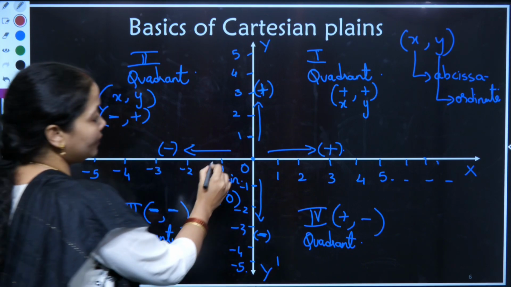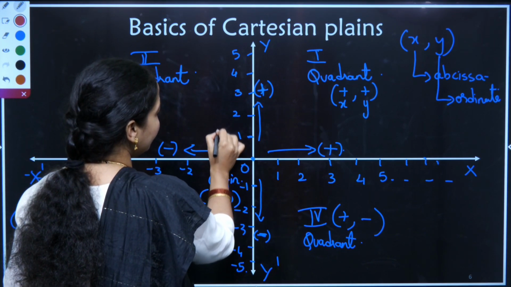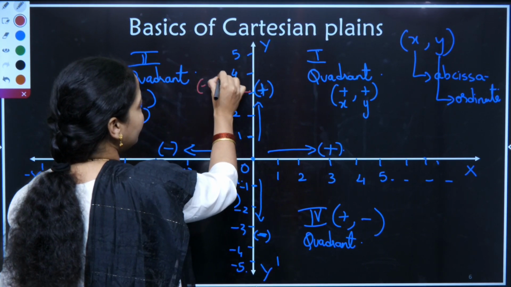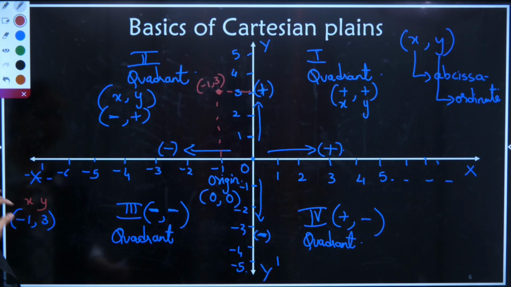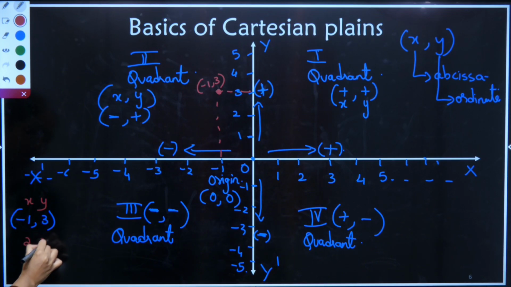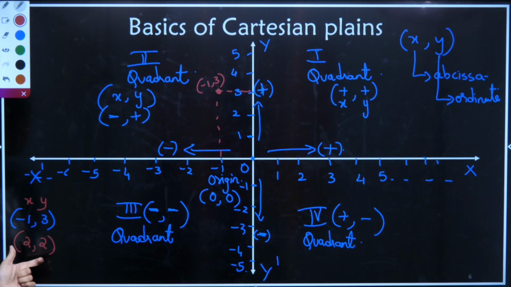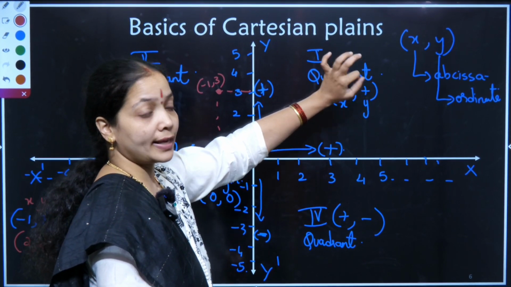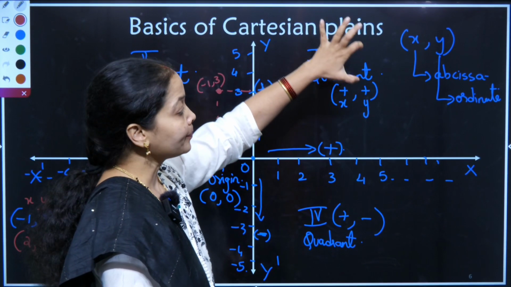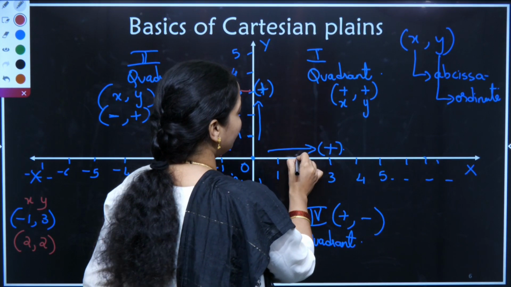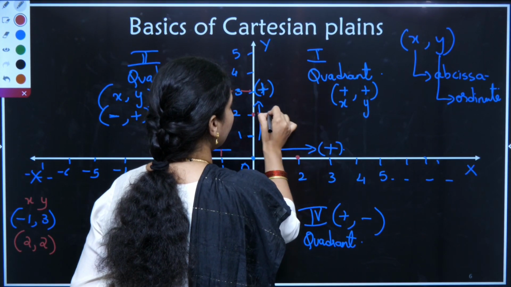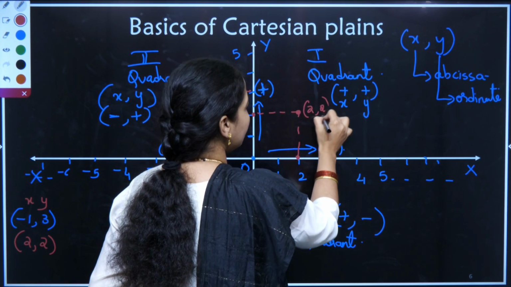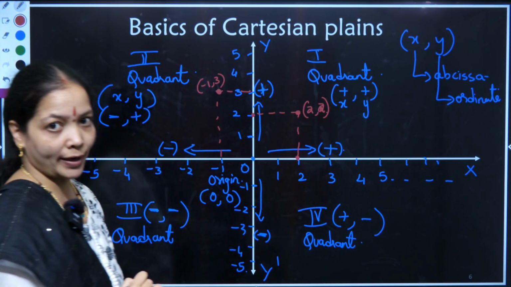So I'll go for negative 1 here and 3 here. The point of intersection will be negative 1, 3. In a similar manner, if I have to plot 2, 2, both coordinates are positive here. The quadrant which is positive with x and y will be my first quadrant. Hence, positive 2 here, positive 2 here. The point of intersection is turning up in this position. So the coordinate 2, 2 lies in the first quadrant.